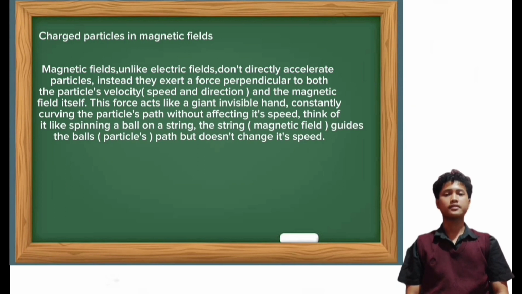On the other hand, magnetic fields. The magnetic fields, unlike electric fields, don't directly accelerate particles. Instead, they exert a force perpendicular to both the particle's velocity, speed and direction, and the magnetic field itself. This force acts like a giant invisible hand, constantly curving the particle's path without affecting its speed. Think of it like spinning a ball on a string. The string, like the magnetic field, guides the ball's path but doesn't change its speed.